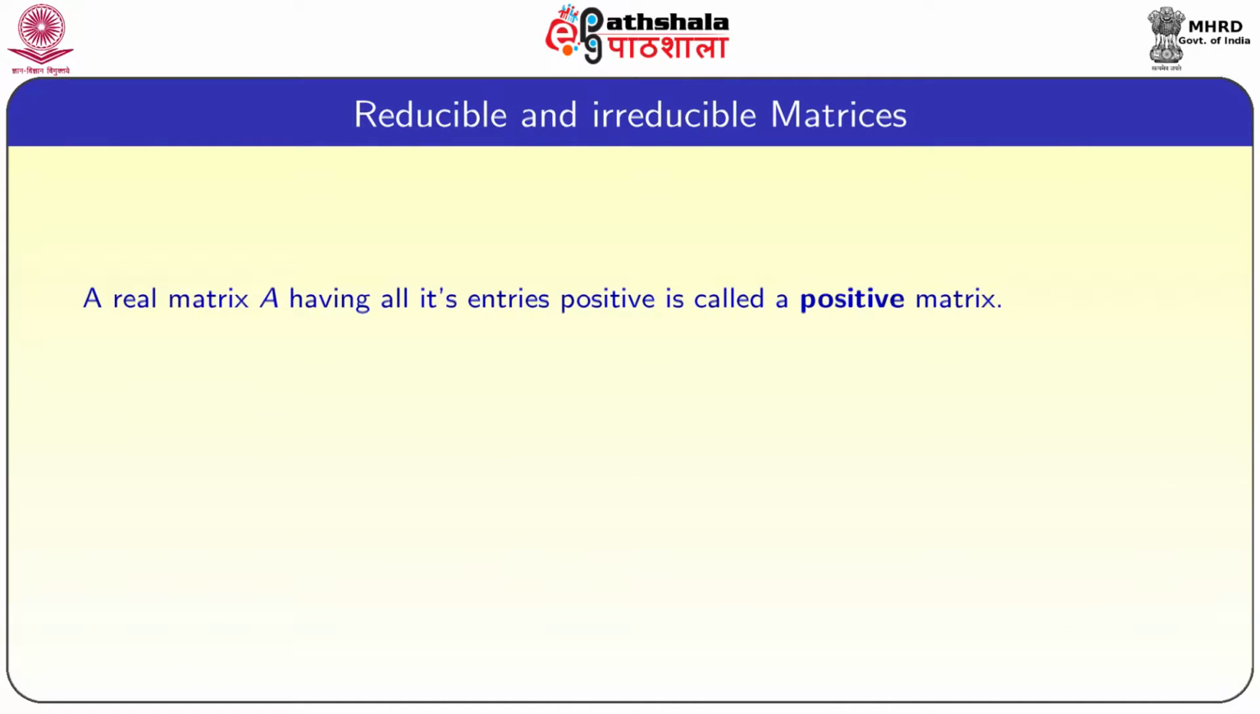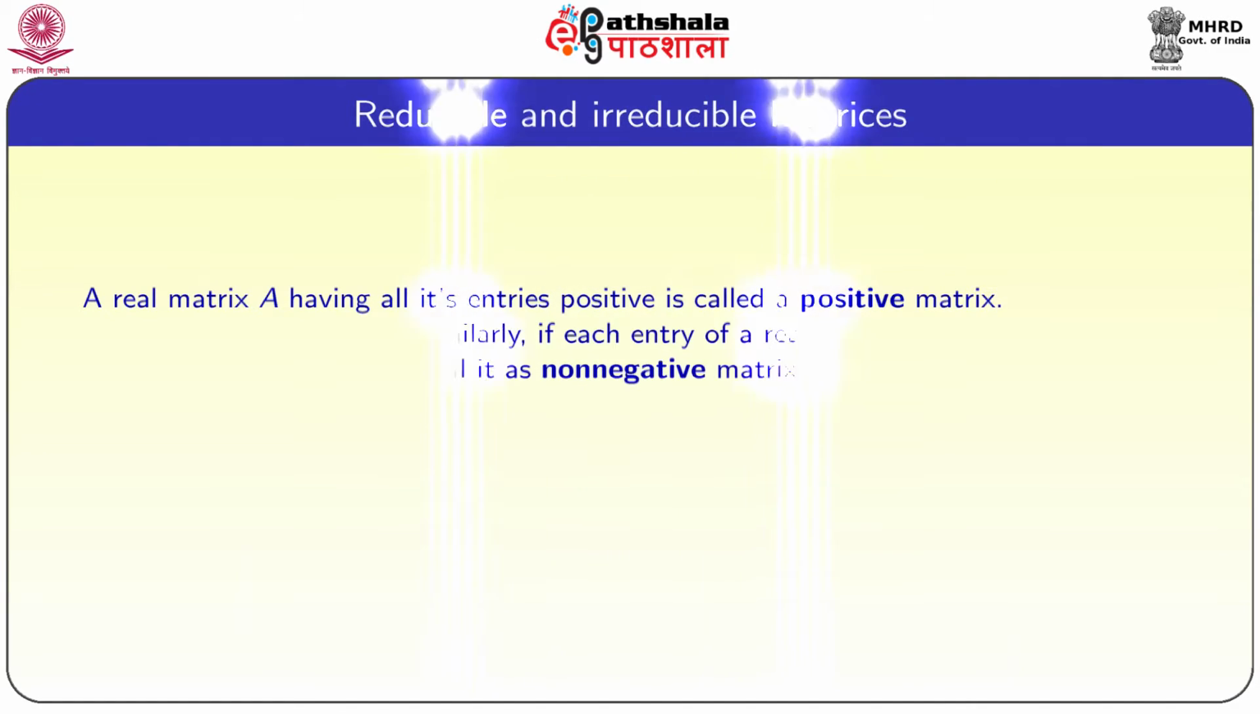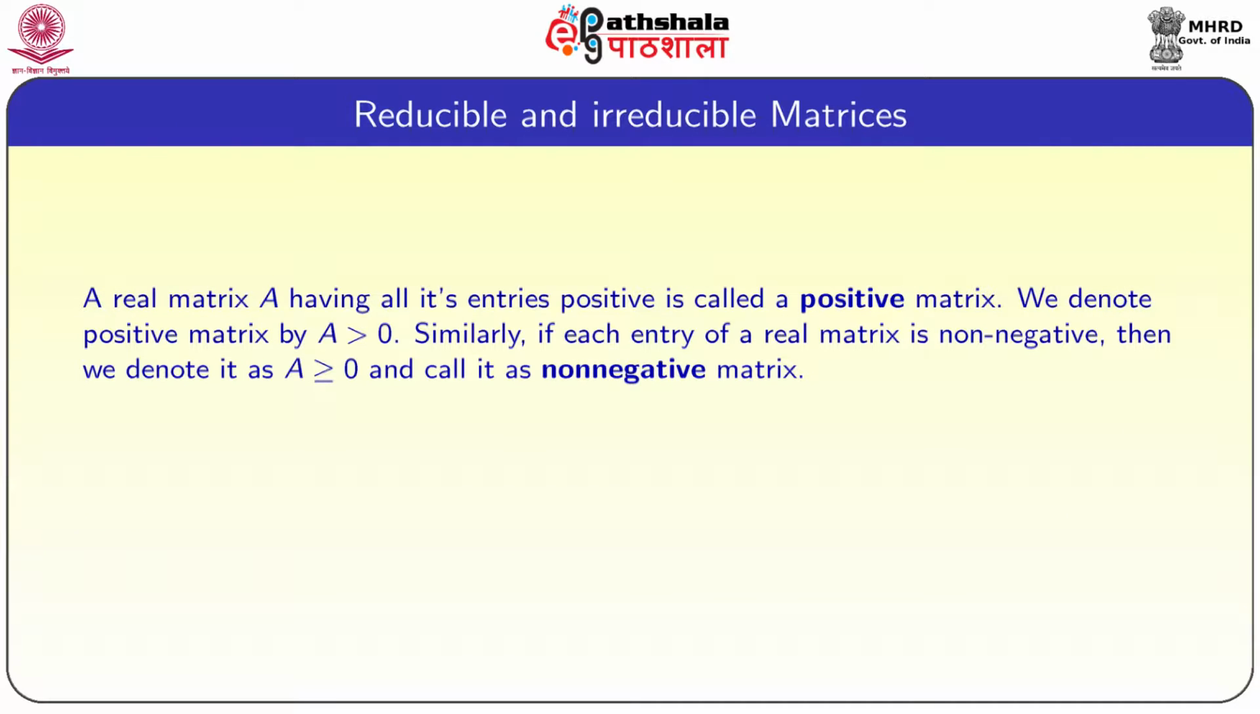A real matrix A having all its entries positive is called a positive matrix. We denote a positive matrix by A greater than 0. Similarly, if each entry of a real matrix is non-negative, then we denote it as A greater than or equal to 0 and call it a non-negative matrix. Similarly, we can define positive or non-negative vectors.